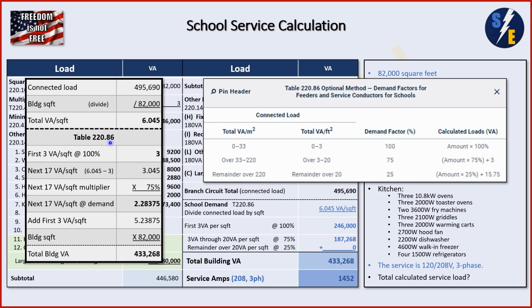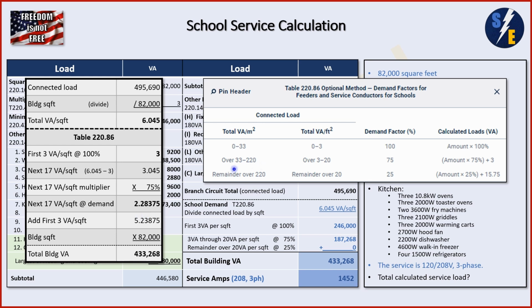Now we go to table 220.86, and it says to take the first 3 VA per square foot at 100%. So we're going to take the first 3 at 100%, and that is 3. Then we take the next 17 VA per square foot at 75%. So 6.045 minus 3 is 3.045. Multiply that by 75%, we get 2.28375 VA per square foot.